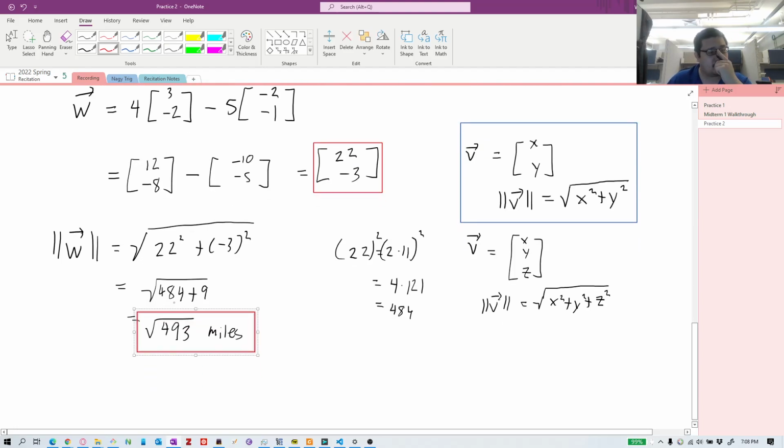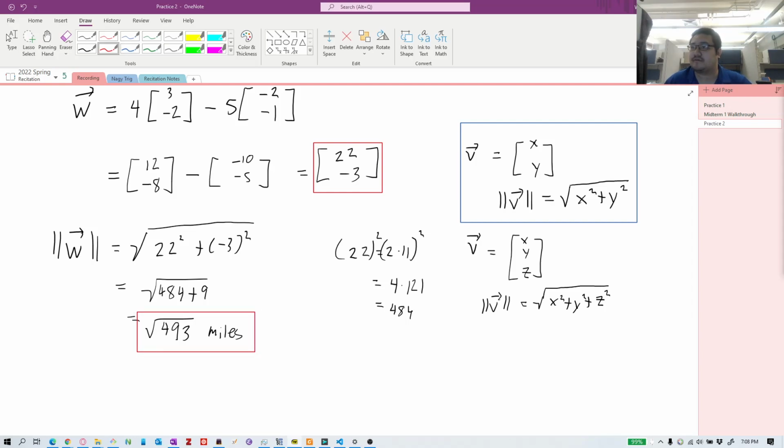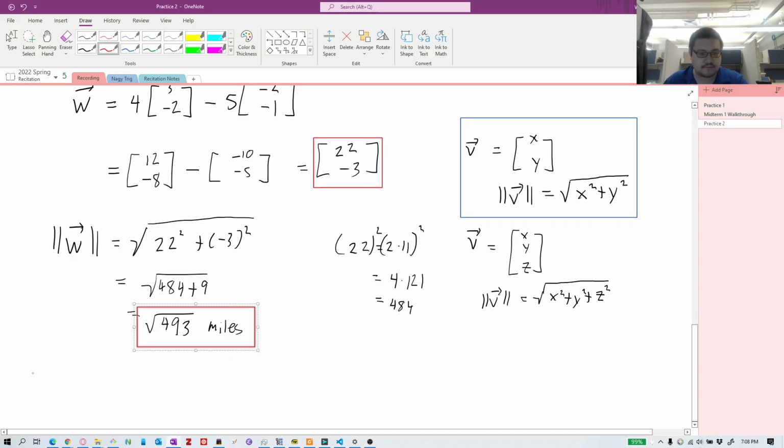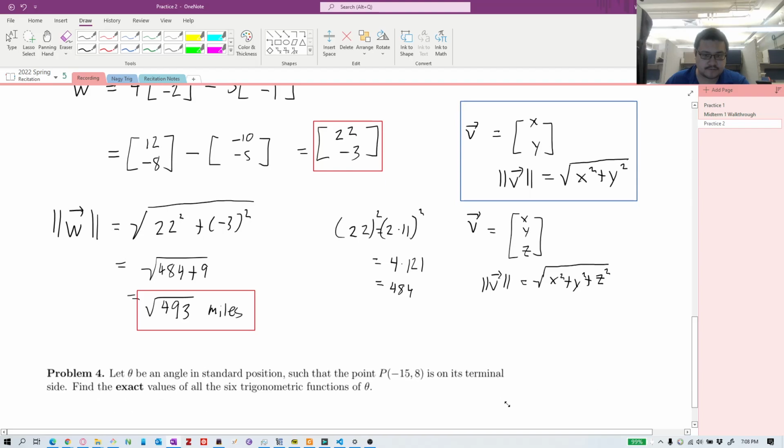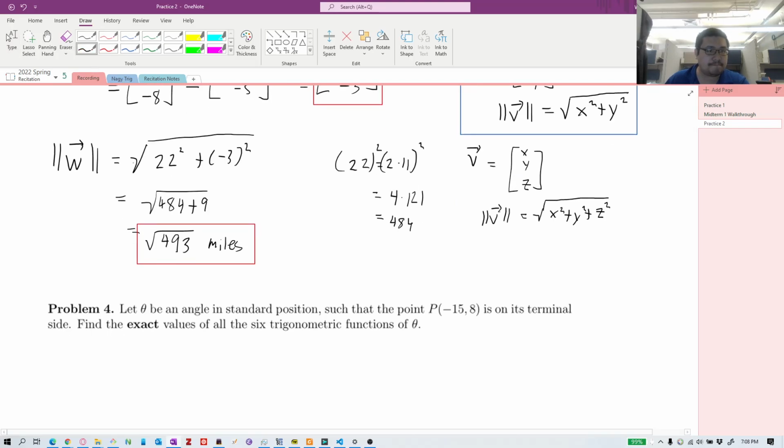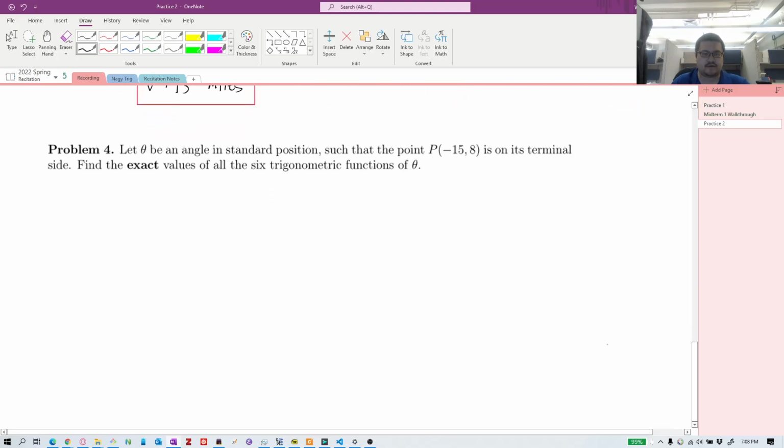That's good. Right, so that was number 3. Okay, almost halfway. Number 4. Copy, paste, and let's go. Theta is an angle. We have a point. Okay. Find the exact values of the 6 trig functions.